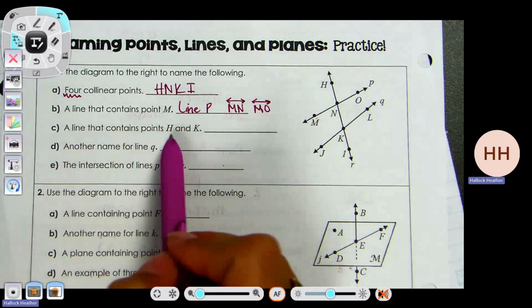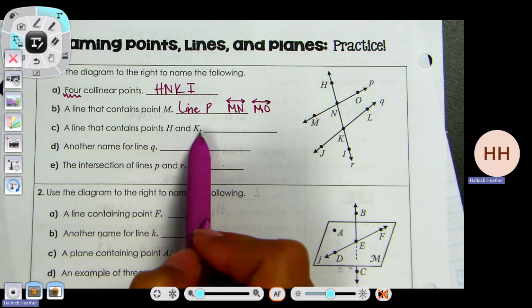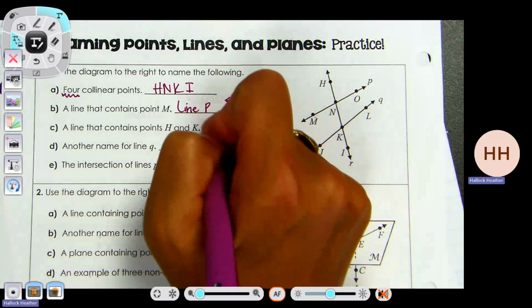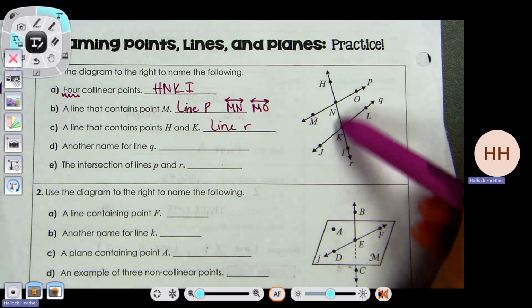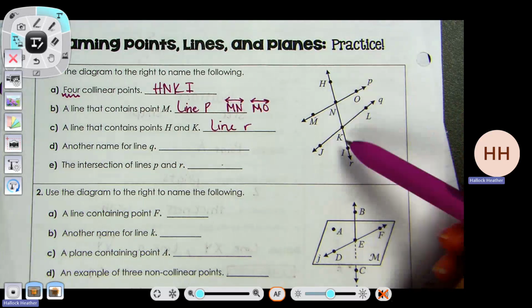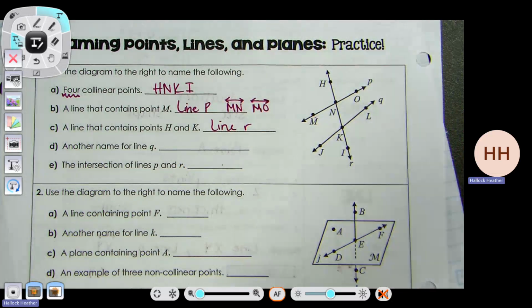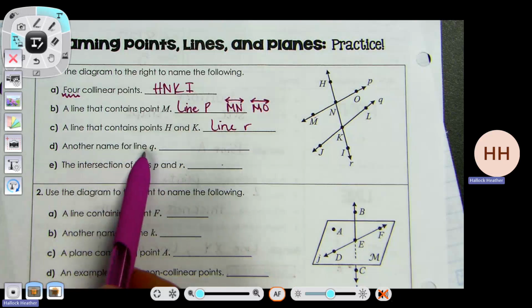A line that contains points H and K. Line R. And then once again, you could have said KI, KN, NH, HI, HK, and backwards. Another name for line Q.